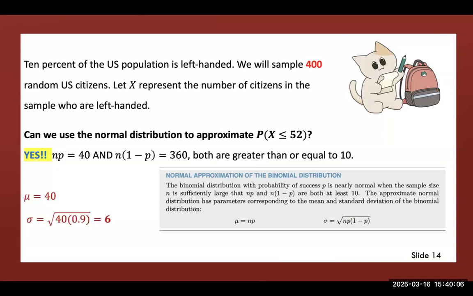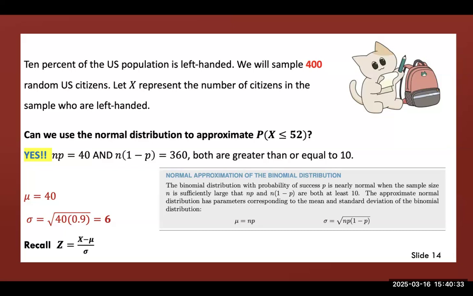We're going to multiply by the success probability and then by the failure probability, and then find the square root of that. So n times p is 40. That's the mean. And then look at the standard deviation formula. It says n times p. I've got 40 times the failure probability, which is 0.9. If you multiply those two numbers together, the 40 and the 0.9, you get 36. The square root of that is 6. So now we have a mean and we have a standard deviation.